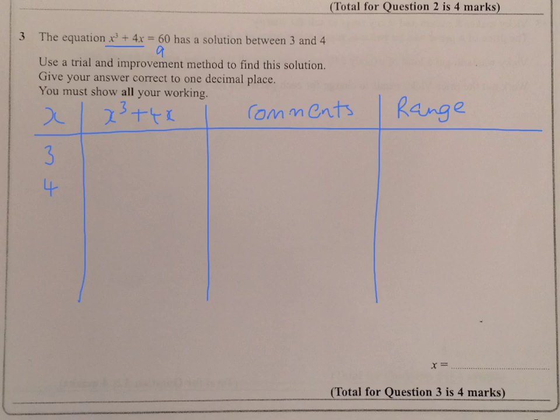First of all, let's try 3 and 4 in this expression and see what answers we get. Firstly try x equals 3, so 3 cubed plus 4 times 3 is 39. Well, that's too small. We were hoping for 60, we've got 39. Because we've got a positive x cubed and a positive 4x, it tells us that the final solution must be x bigger than 3. And when we try 4 cubed plus 4 times 4, that gives us an answer of 80. That's too big, bigger than 60, and we now know that the answer must be between 3 and 4.